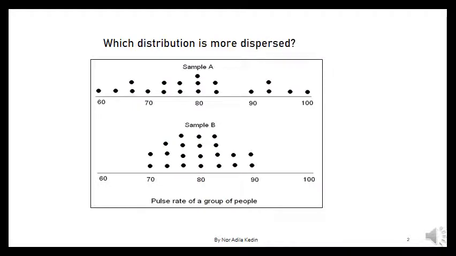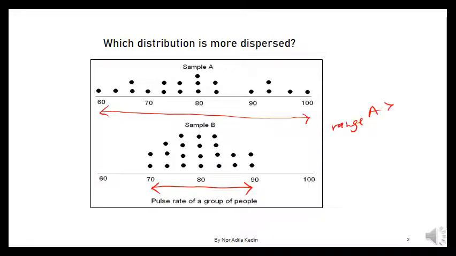Okay, so here lagi satu example. Kita ada distribution A, and kita ada sample A and kita ada sample B. Now kita tengok dispersion dia punya range dia daripada yang paling besar dengan yang paling kecil as compared to sample B. So range untuk A is greater than B. So A is more dispersed than B.